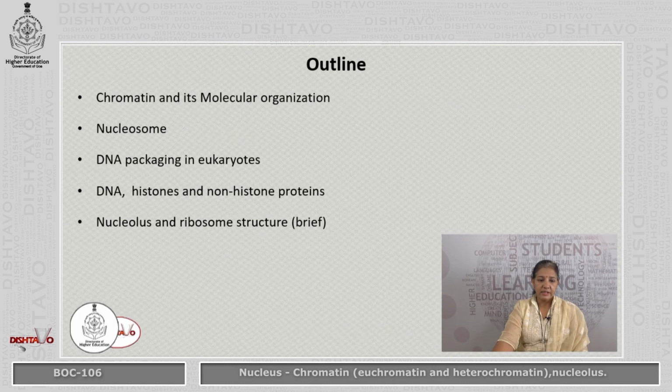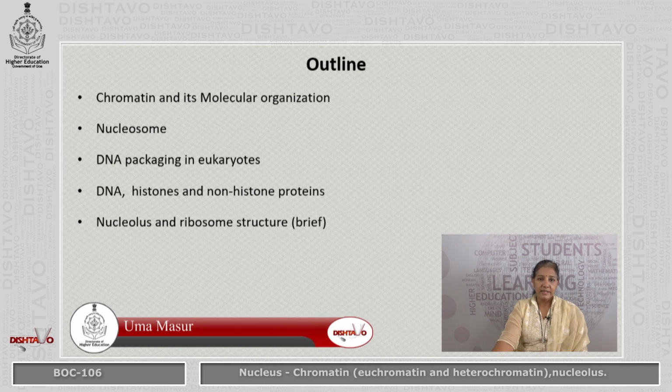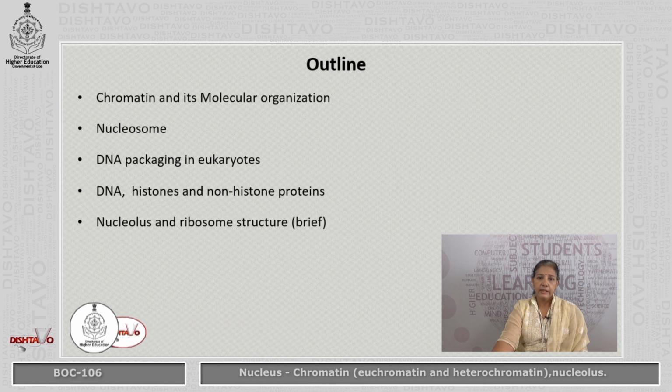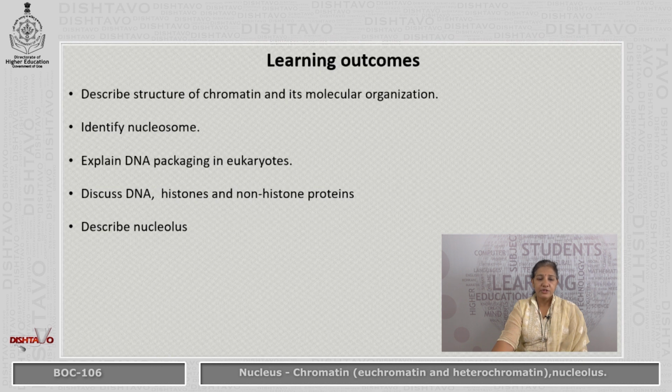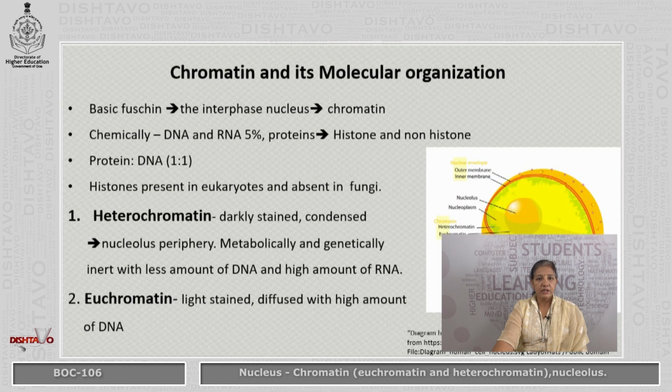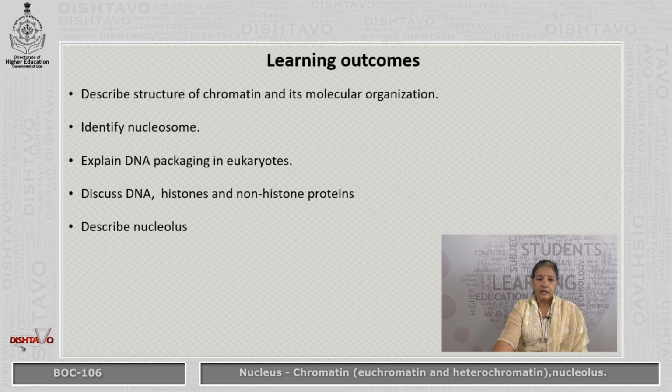The outline of this session is chromatin and its molecular organization, nucleosome, DNA packaging in eukaryotes, DNA, histones and non-histone proteins, and nucleolus and ribosome structure in brief. At the end of this session, you will be able to describe the structure of chromatin and its molecular organization, identify nucleosome, explain DNA packaging in eukaryotes, discuss DNA, histones and non-histone proteins, as well as describe the nucleolus.